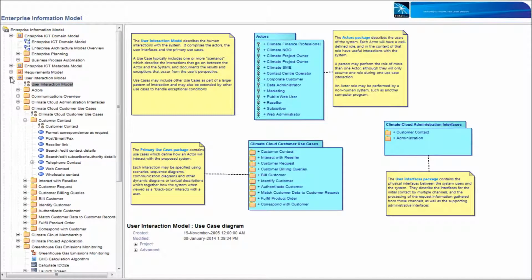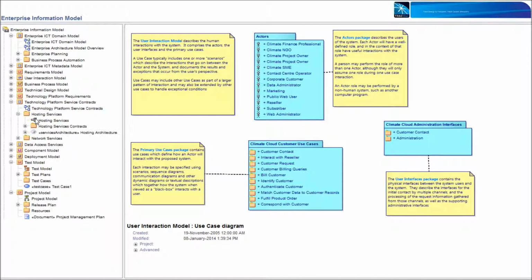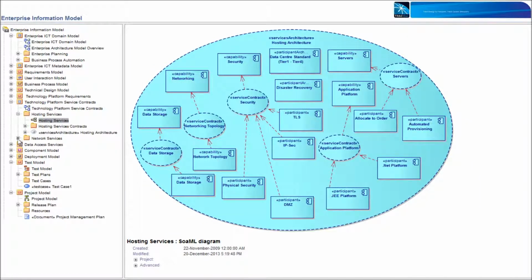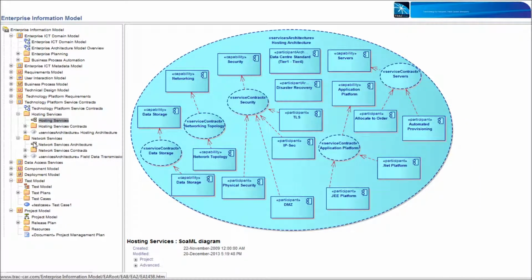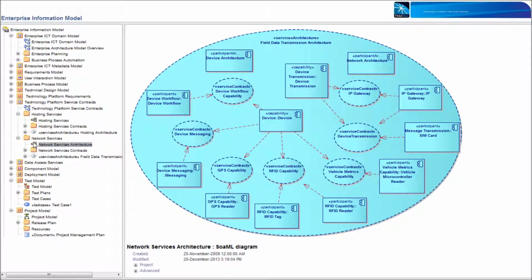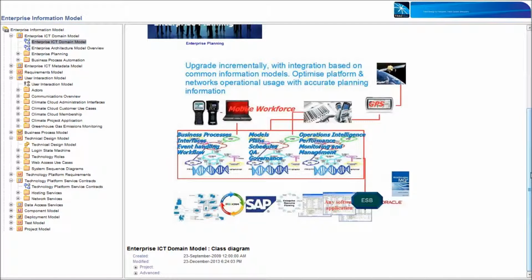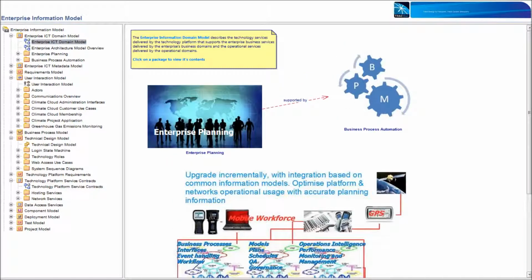Clearly expressed ICT system behaviors promote good communication amongst business owners, analysts, developers, architects, and last but not least, data center operators. UML behavioral constructs go a long way towards enabling system automation from a technology model.